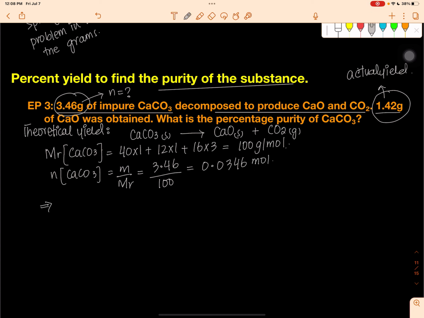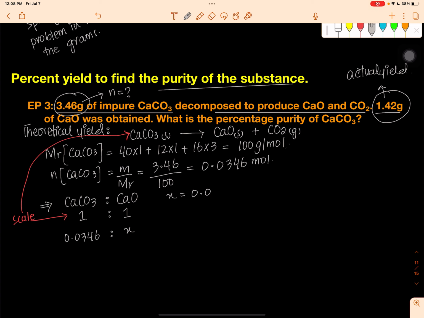So calcium carbonate to calcium oxide, 1 mole is producing 1 mole. This is actually the scale. This scale comes from the balanced chemical equation. So 0.0346 will produce how much? That is x. So x is equal to 0.0346, right?